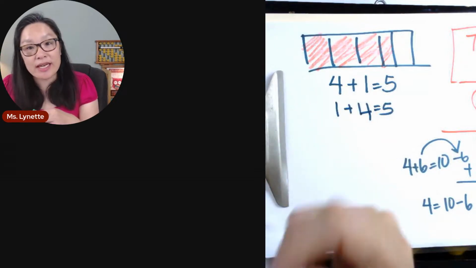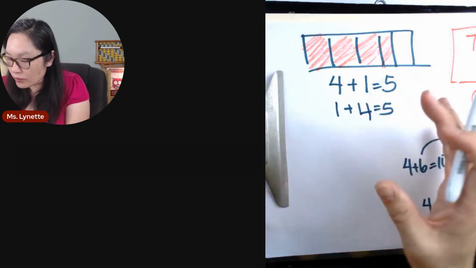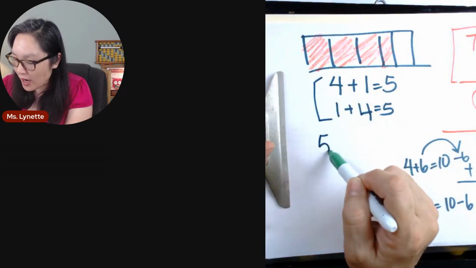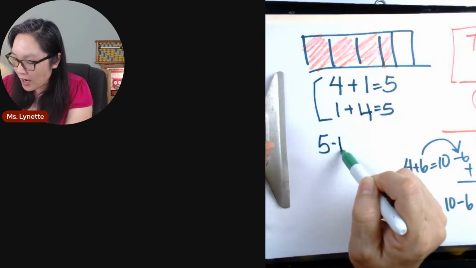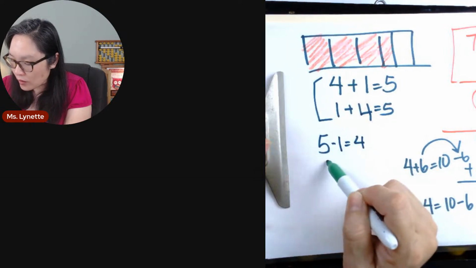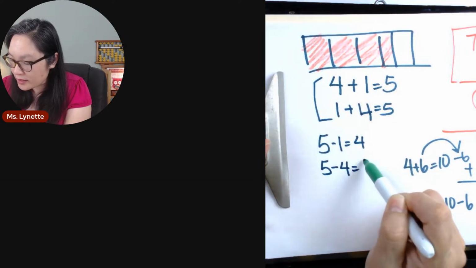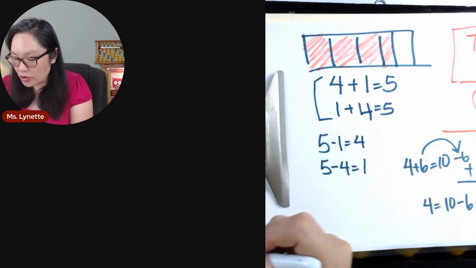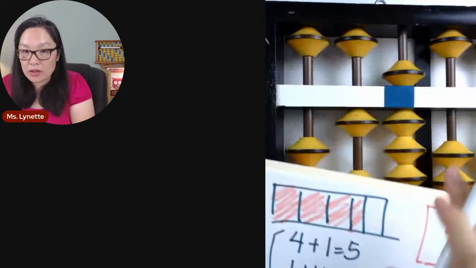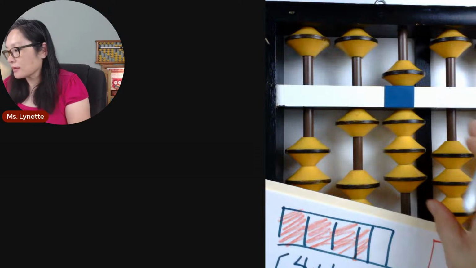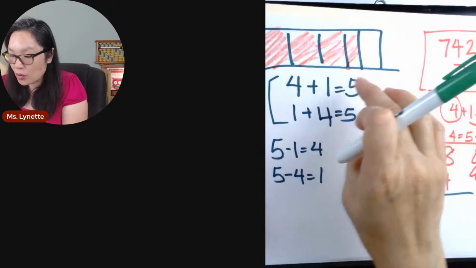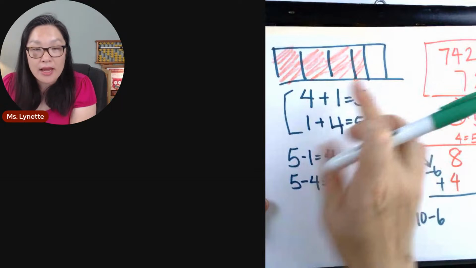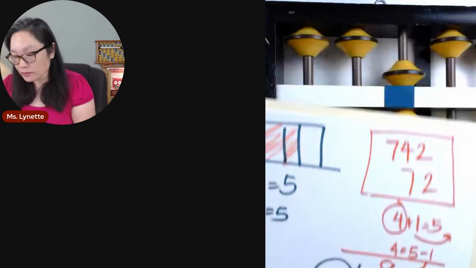But in Abacus, we actually take it one step further, and we mix up the equation a little bit, and we say 5 minus 1 is equal to 4, or 5 minus 4 is equal to 1. So we actually use this concept to manipulate, to work through our abacus, if that makes sense. So I really like how in school we're taught this. In abacus, we strengthen it and we take it to the next level.